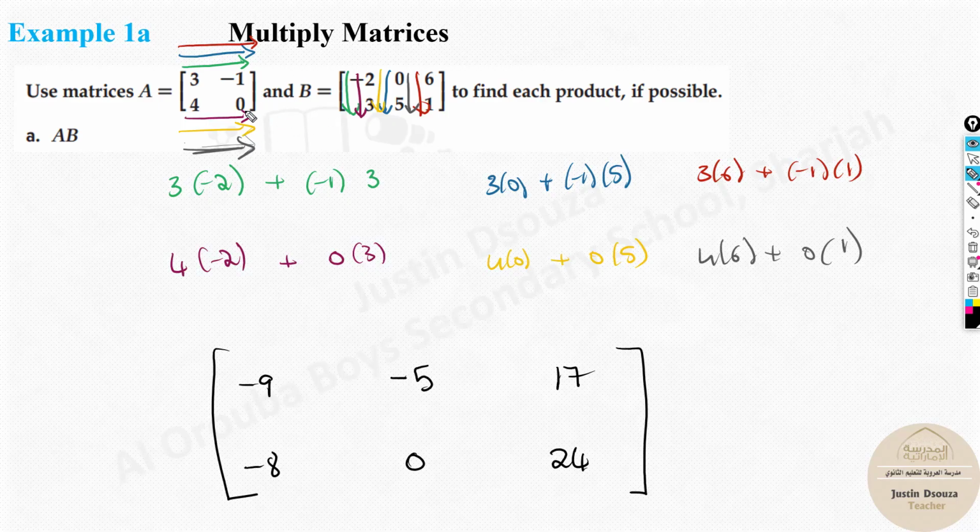Now here you can realize what's the dimension. This is 2 cross 2, this is 2 cross 3. Now this and this is equal, fine. So we can do multiplication, but the answer must be 2 rows, 3 columns.